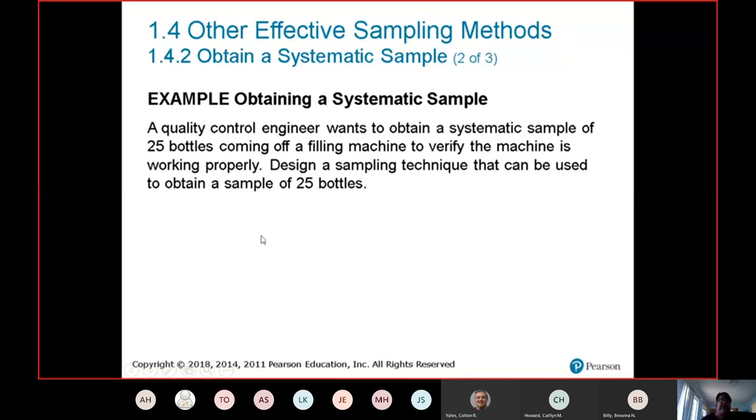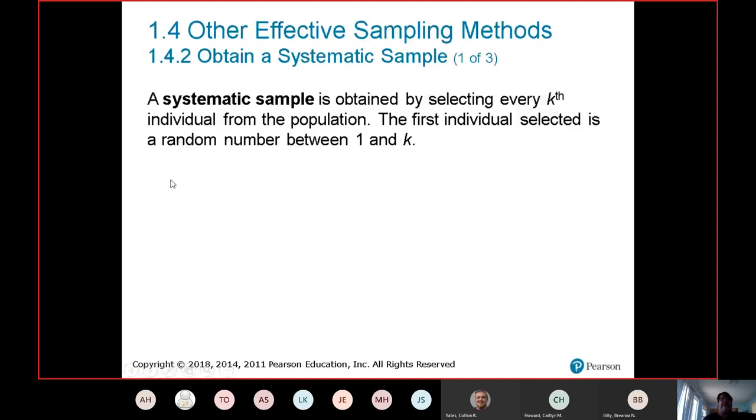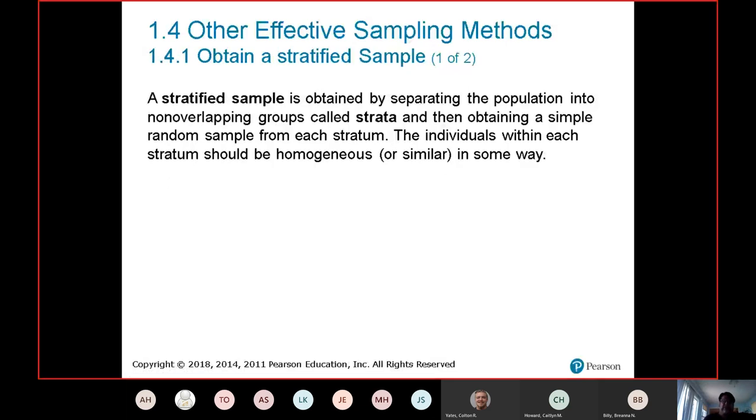Let's go back to stratified. Usually they put systematic after, and then they put stratified and cluster. I don't know why they decided to change it. Okay, a stratified sample is obtained by separating the population into non-overlapping groups called strata.